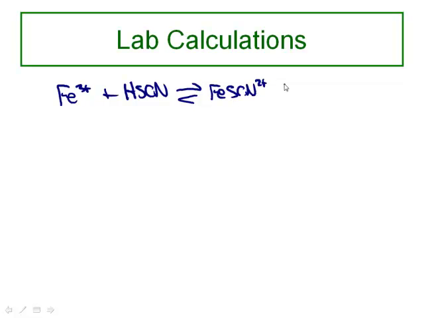Here's the equilibrium, once again, that we're studying. We have Fe3+ plus HSCN goes reversibly to my complex ion, FeSCN2+, plus H+, okay? Now, here's the whole point. What I want to figure out is the value of K for this reaction, okay?